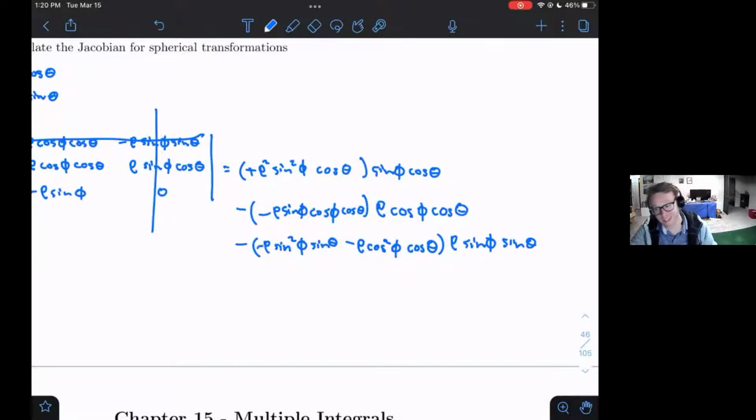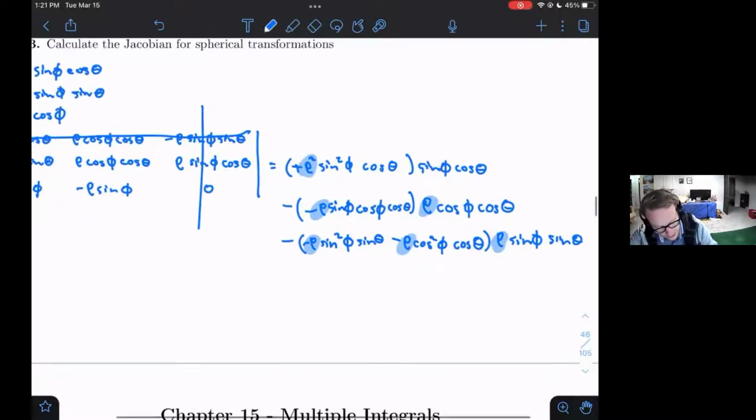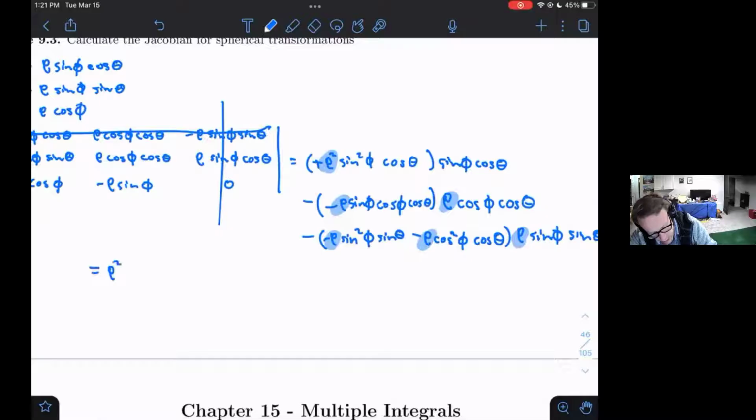And now we need to simplify for a little bit. The first thing I notice is that every single one of these terms has a rho squared. When you distribute that last one, you get rho squared. So everything has a rho squared, and I'm going to factor out rho squared from all of this. Then I'm going to expand a little bit and see what we get. For this first bit, it looks like we have sine cubed phi cosine squared theta.